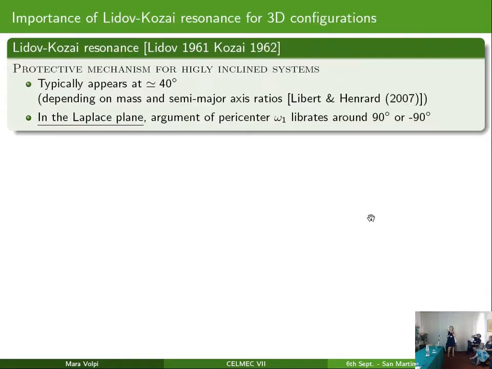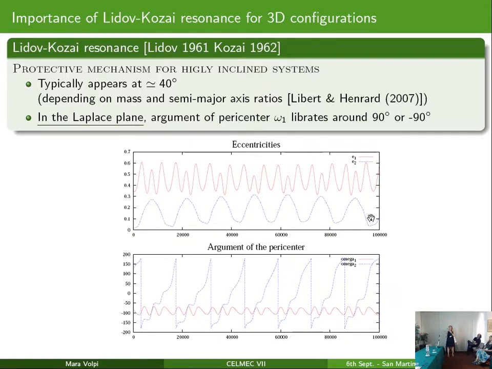As we are going to talk about 3D configurations, let me recall the Lidov-Kozai resonance. It is a protective mechanism for highly inclined systems that typically appears around 40 degrees, even if the precise value depends on the characteristic of the systems. And in the Laplace plane, so the plane that we are going to use, the presence of the Lidov-Kozai resonance is indicated by the libration of the argument of the pericenter of the inner planet, omega-1, around the values of 90 and minus 90 degrees, giving us this typical plot.